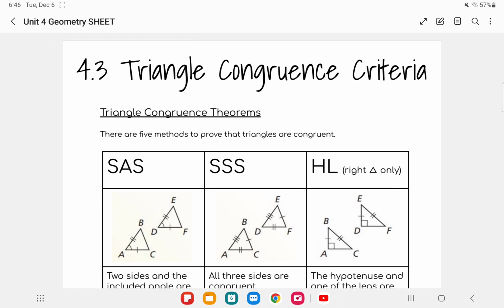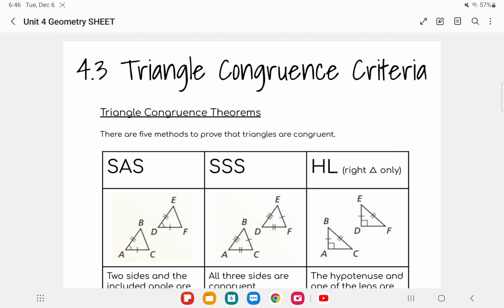So there are 5 methods to prove that triangles are congruent. And just to remind you, congruent means that the triangles are essentially the same, right? They're equal to each other, meaning all of the angles are equal and all of the sides are equal. So if all 3 sides and all 3 angles are congruent or equal to each other, that means the whole triangle is congruent. Basically the same triangle.